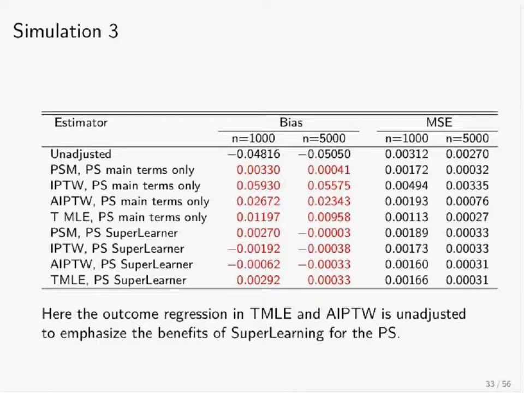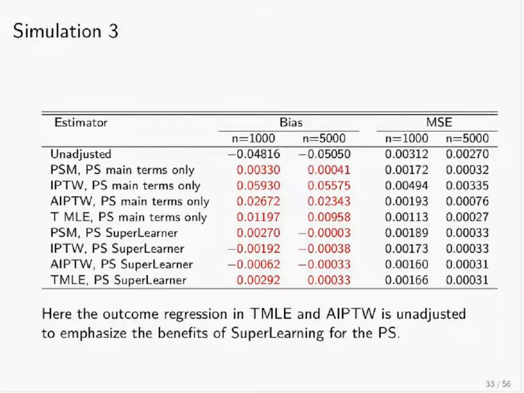And I think we definitely want to demonstrate, and hope to see, that in practice we can make a difference in this manner. So you see, for example, that if n is 1,000 here, and you use TMLE with the propensity score with main terms only, you get a bias of 0.01. While if you do TMLE using the propensity score with super learner, you remove that bias, and it's just a perfectly fine estimator, with no bias.